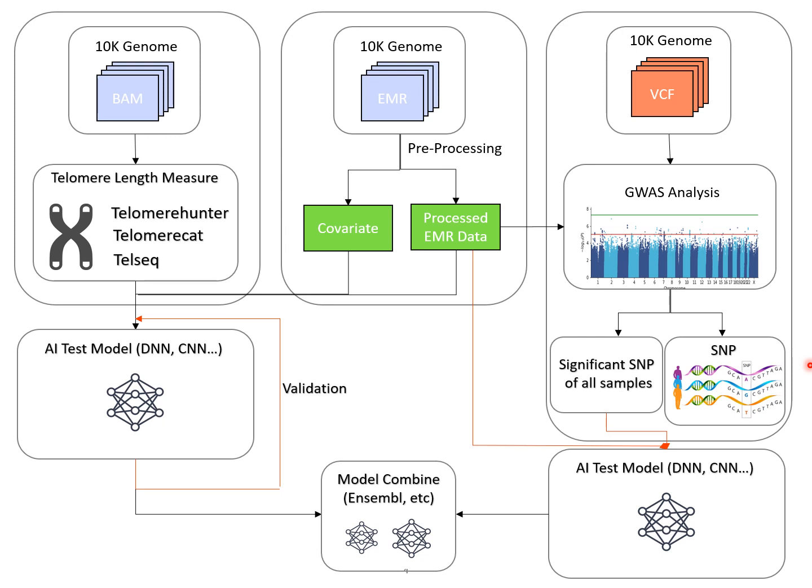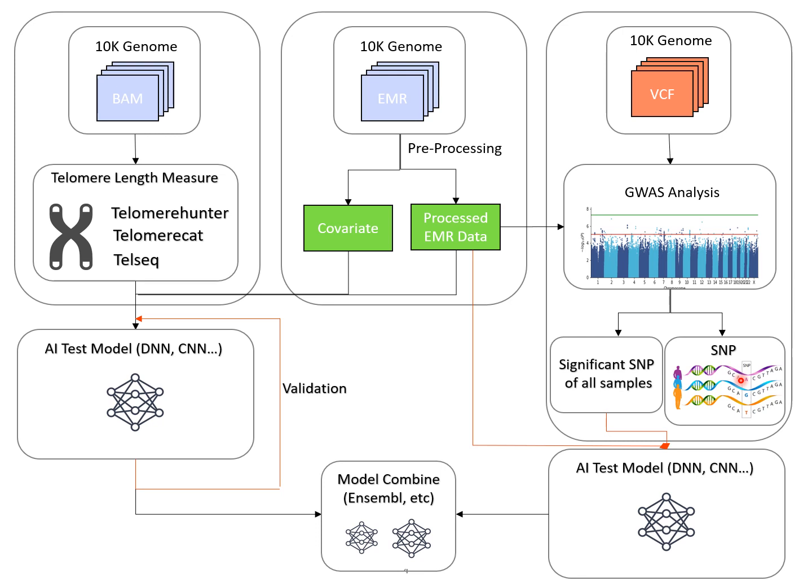When we get covariate files and processed EMR data from the 10K clinical data, we put them into the AI test models, of which the specific model is yet to be determined. As for VCF files, we put them into the GWAS analysis to get all significant SNPs for analysis.